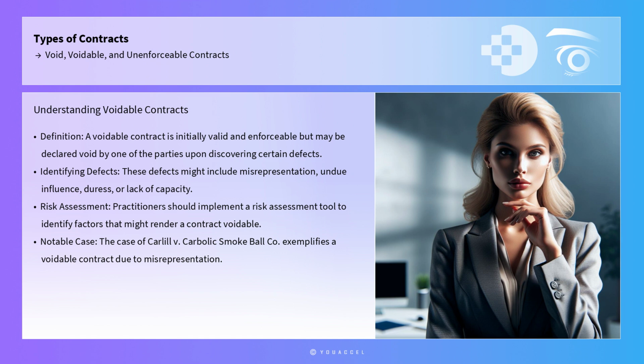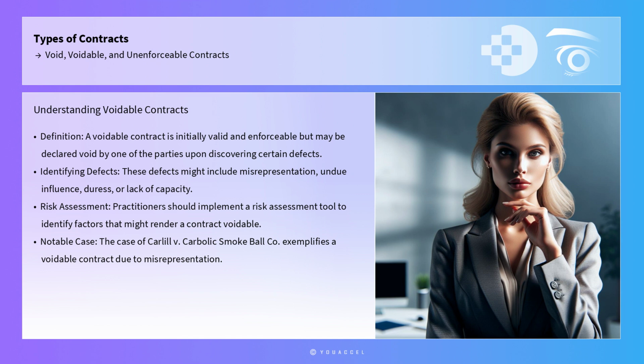In contrast, a voidable contract is initially valid and enforceable, but may be declared void by one of the parties upon discovering certain defects. These defects might include misrepresentation, undue influence, duress, or lack of capacity. For instance, a minor entering into a contract may void it upon reaching the age of majority.